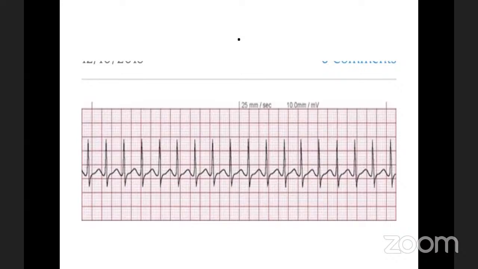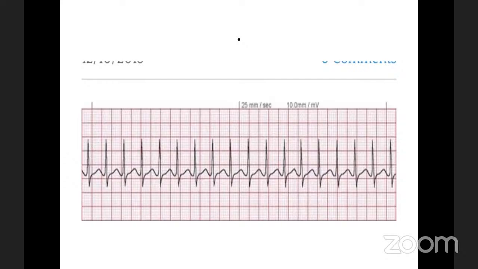It's around 200. Around 180. So almost. I think it's an SVT because there is no P wave preceding the QRS complex. We're only having QRS and then T wave.